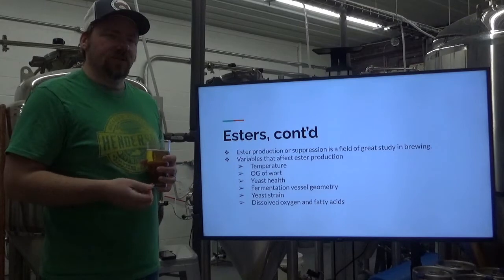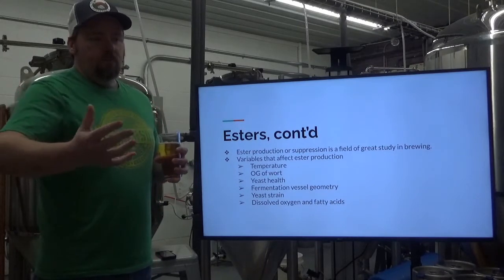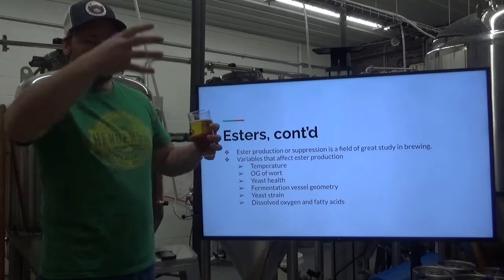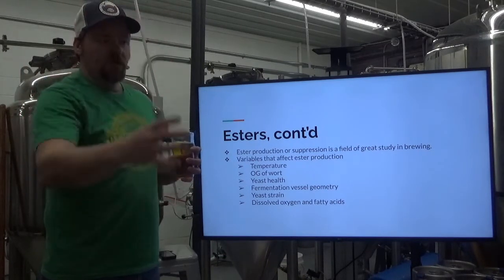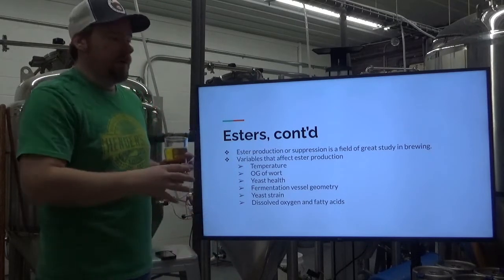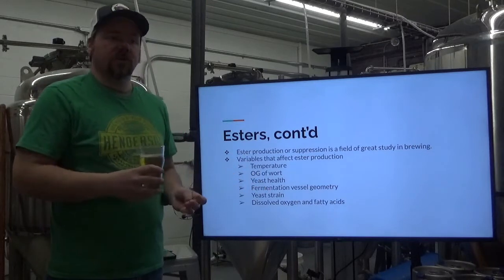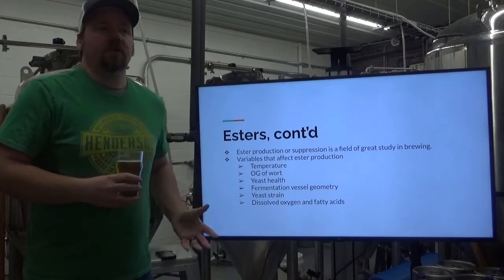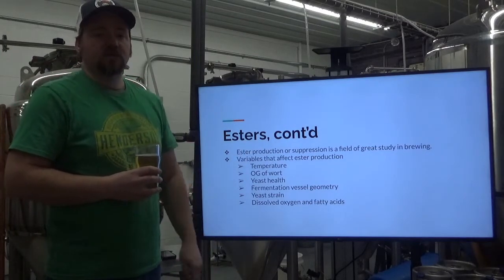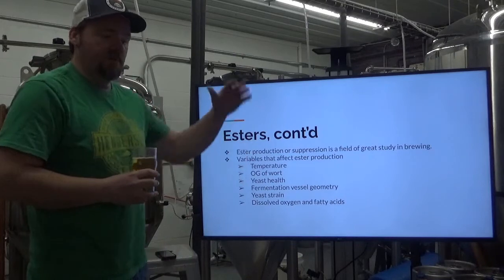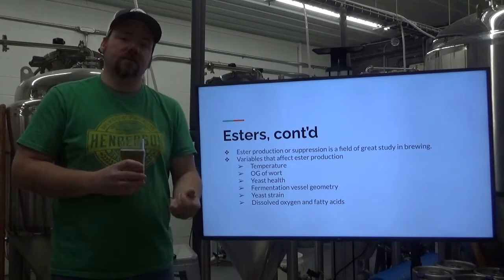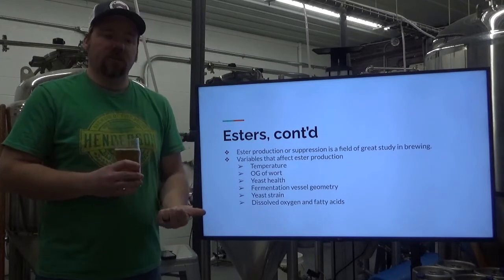Fermentation vessel geometry. What the industry has settled on are these very large cylindro-conical fermentation vessels. You've got this large column, and it comes down to a cone basically at the bottom. That particular geometry has been found, with very tall fermenters, to actually suppress the formation of esters from the weight of the beer on the yeast itself. And that is another way that you can suppress ester formation.